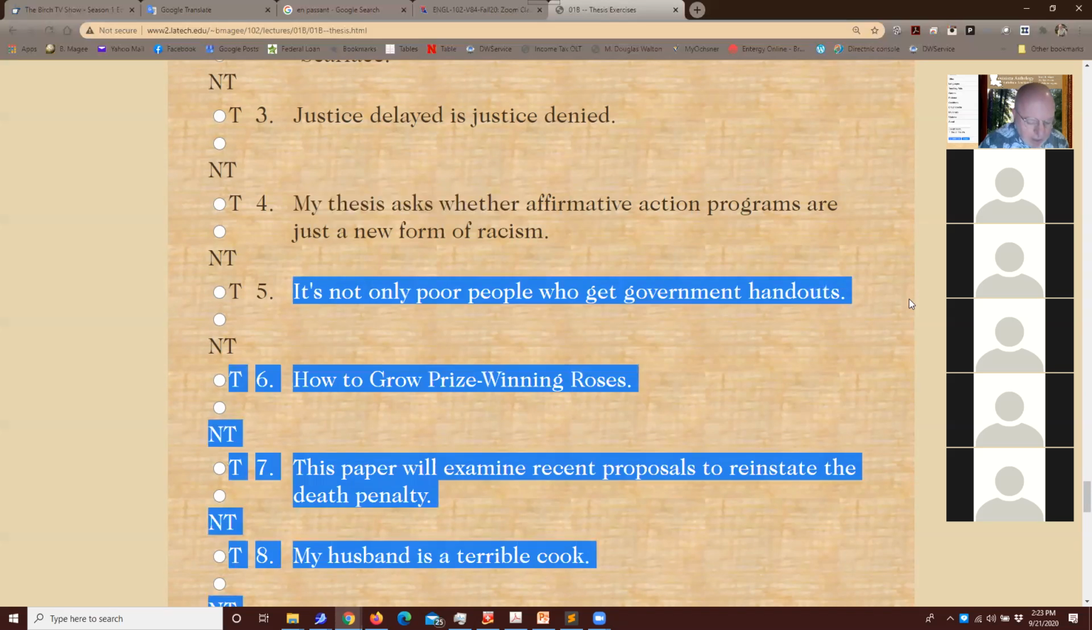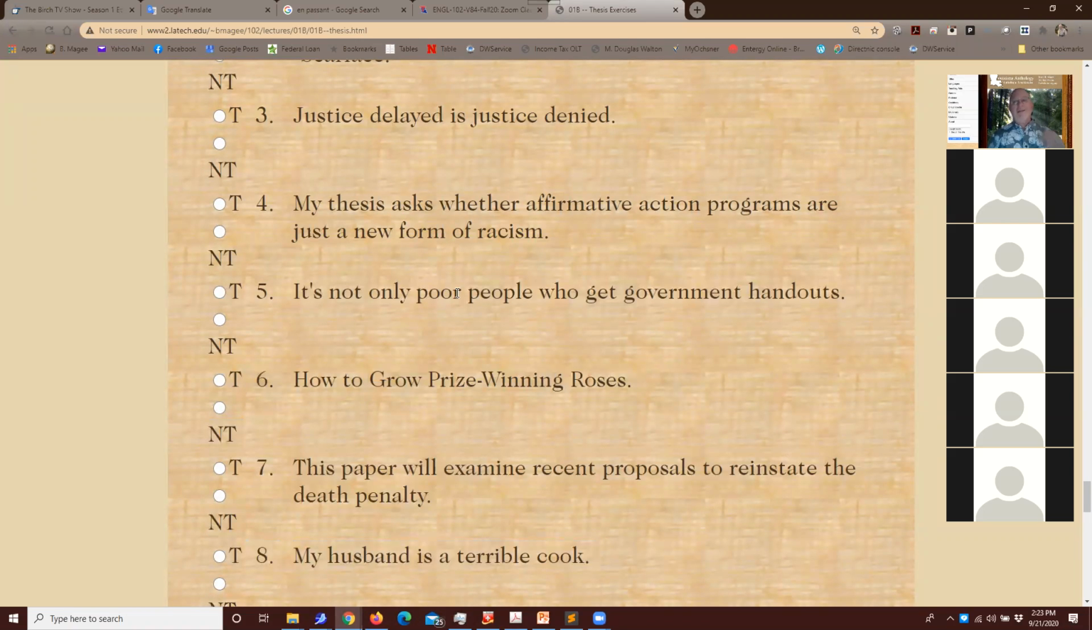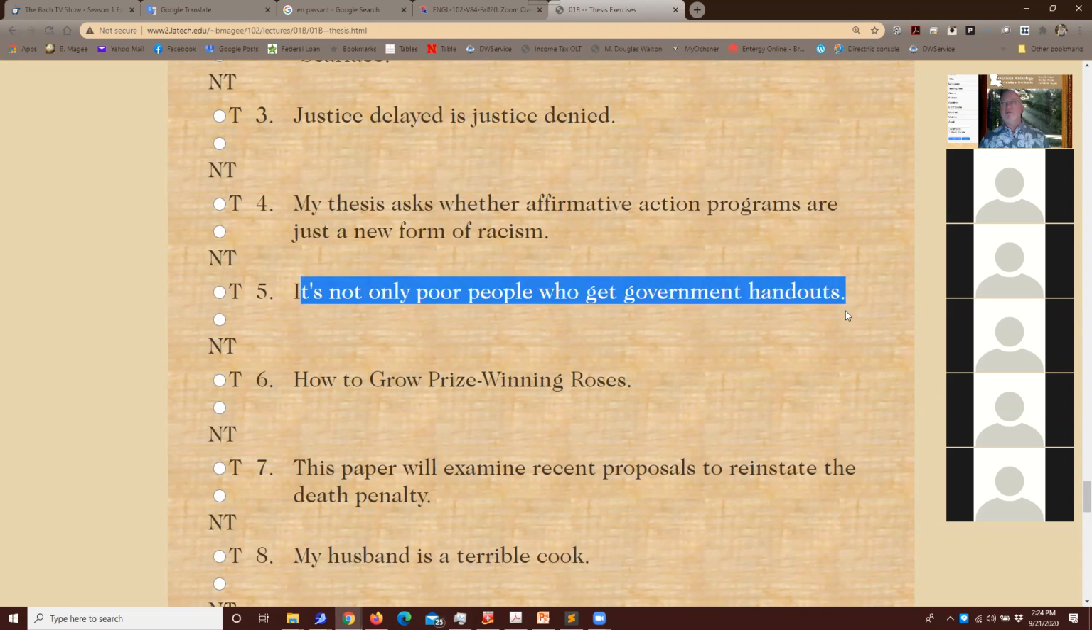Number 5, Edwards is absent, Farthing is absent. Gregory. It's not only poor people who get government handouts. And that's not a thesis statement because it's a statement of fact. Well, I mean, you would be surprised how many people don't think they're getting government handouts. I tell them all the time, I'll come over and help you shut off your water if you want me to. So this one actually counters a large misconception that people have.